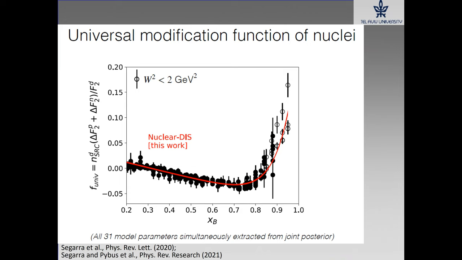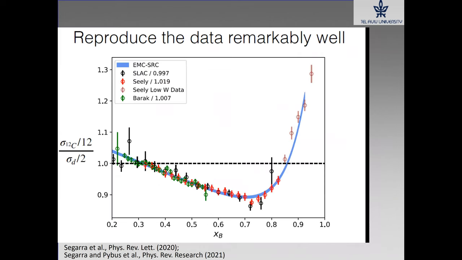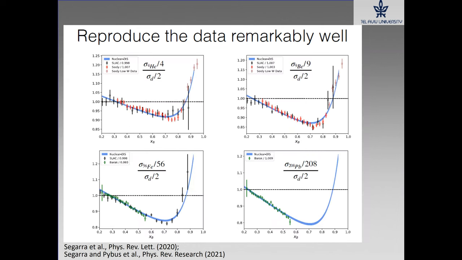So let me briefly show you how well it does. Those are different carbon measurements from different accelerators and different kinematics. Those are different nuclei. The lines are always the same function. So you can see helium 4, you can see lead, all consistent with one modification. That's what you expect if the EMC effect is dominated by these high momentum nucleons, which are short range correlated pairs.